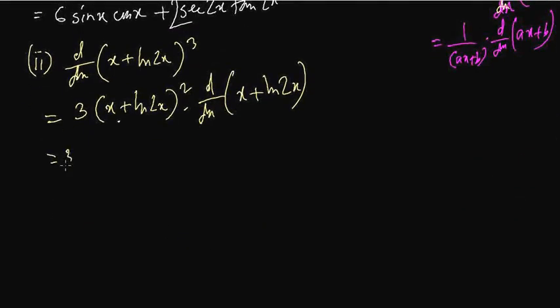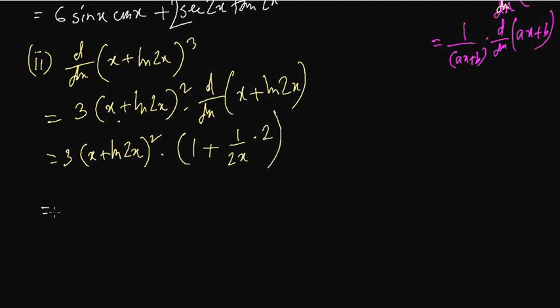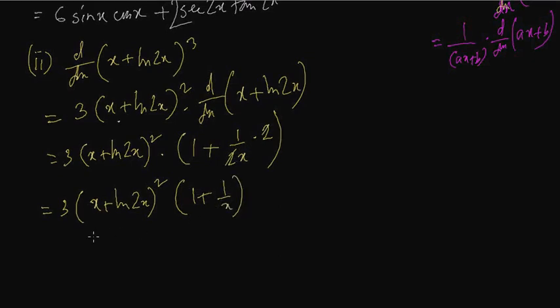So this would be 3 times (x plus ln 2x) whole squared. Remember, you cannot multiply the 3 here because there is a power here. So the derivative of x is 1 and the derivative of ln 2x is the reciprocal of 2x, and by the chain rule d by dx of 2x is 2. So we can write it as 3 times (x plus ln 2x) whole squared, and this will be 1 plus this 2 and this 2 cancels, 1 by x. That's it. You don't have to do anything else to it.